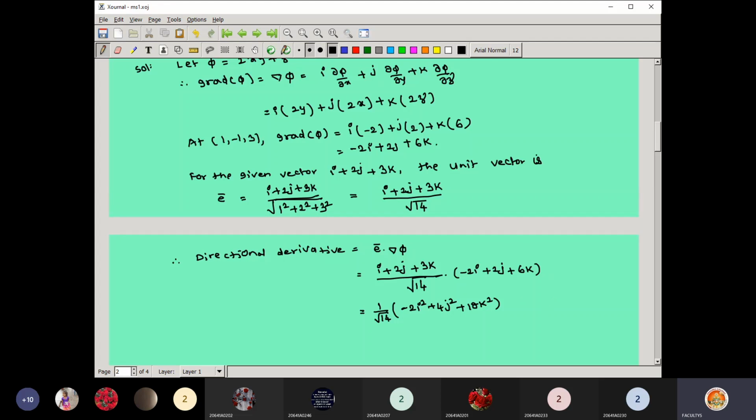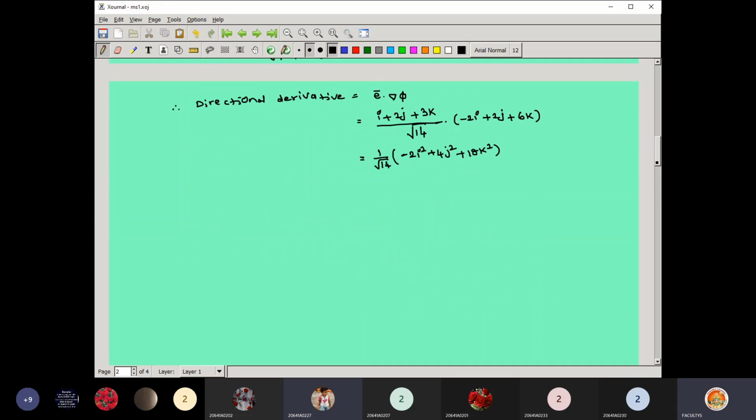20 by root 14. So minus 2 plus 4 plus 18. So you are getting the answer 20 divided by root 14. This is the right answer.